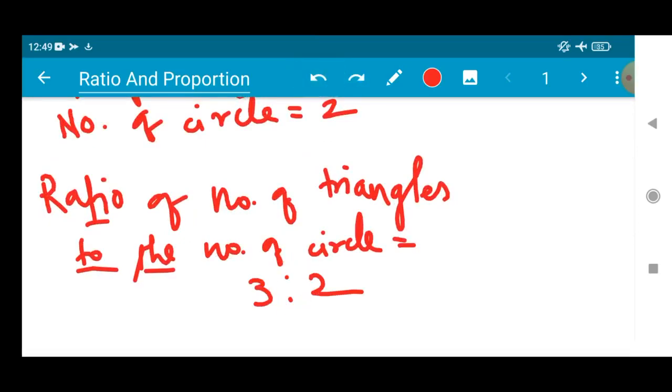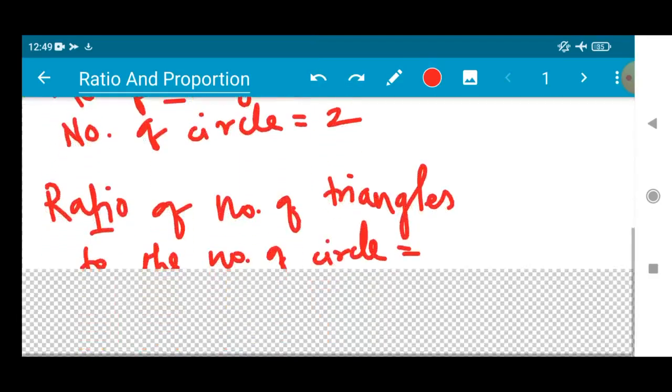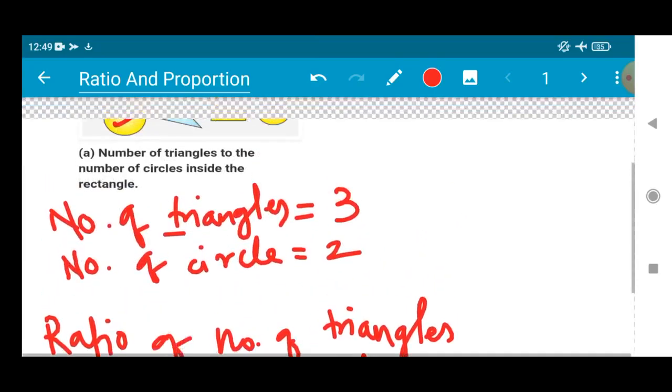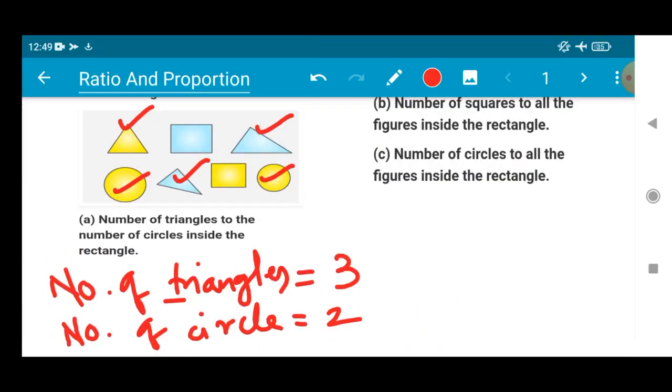So 3:2. Very simple thing, isn't it? Further it cannot be reduced, so this will be our answer. Okay children, so I hope you got it. This is the simple thing.